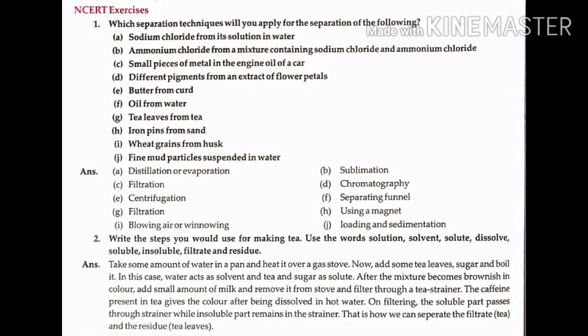Question number 2. Write the steps you would use for making tea. Use the words solution, solvent, solute, dissolve, soluble, insoluble, filtrate and residue.